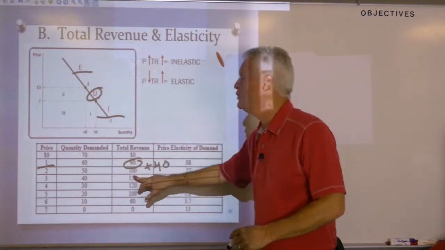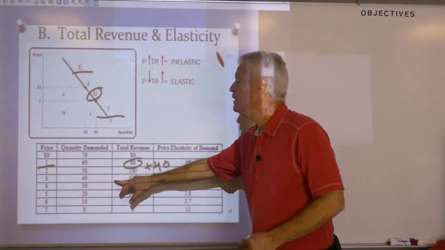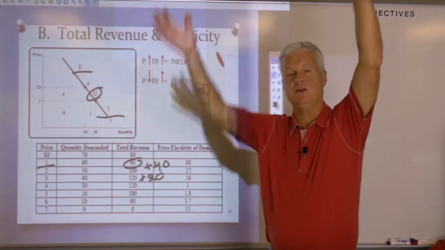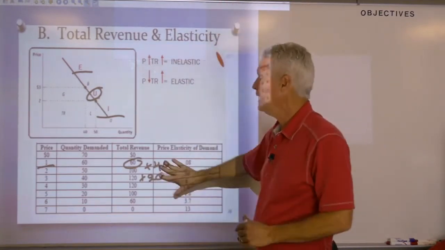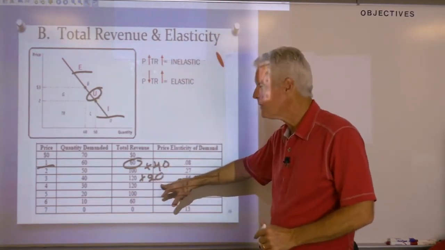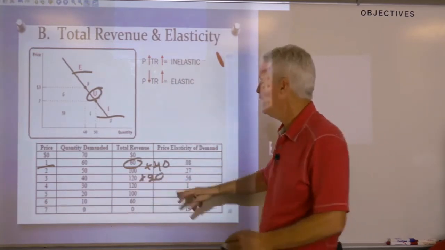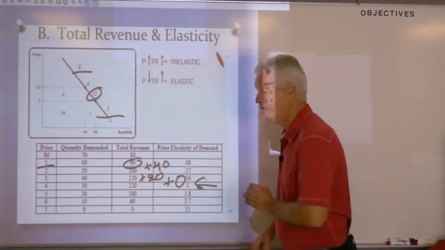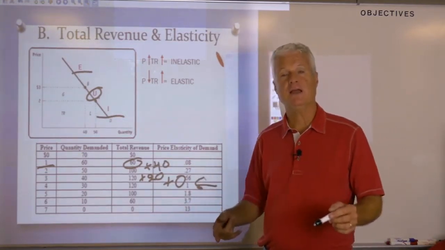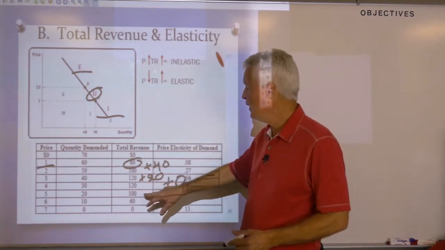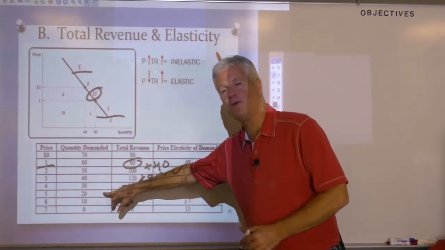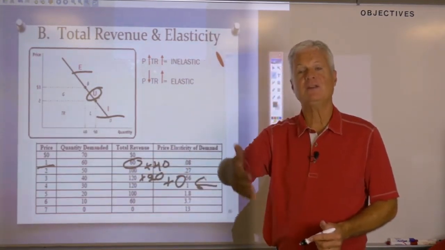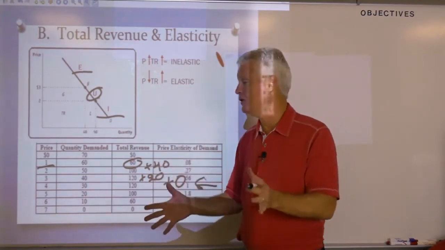Let's try it again. Raise to $3. 3 times 40 is 120. We gained another 20. Price increase, total revenue increases. Okay, let's raise it to $4. Now we're only selling 30 units. That's 120. That's plus 0 and actually gives us a coefficient of 1. That's unit elastic. So we're going to have the same revenue whether we sell it for $3 or $4, because the price effect and the quantity effect offset each other.